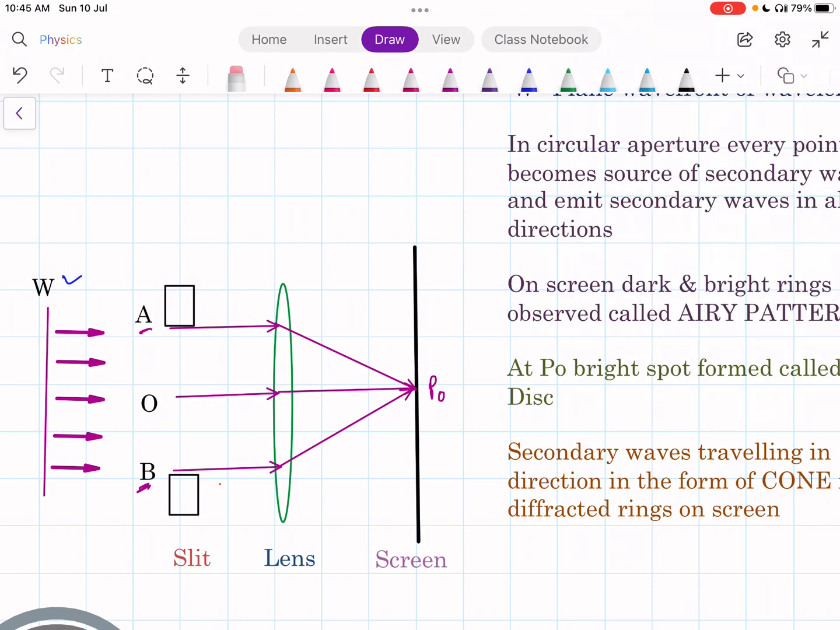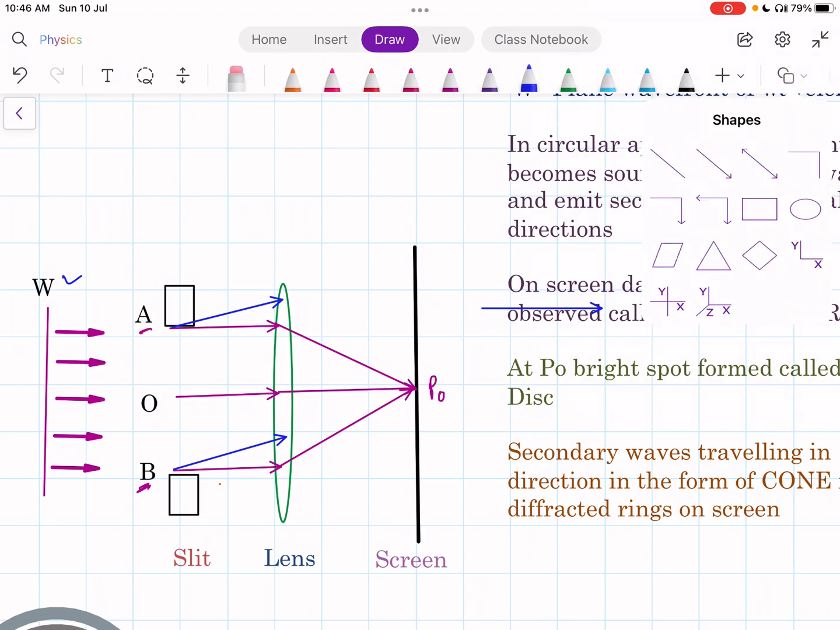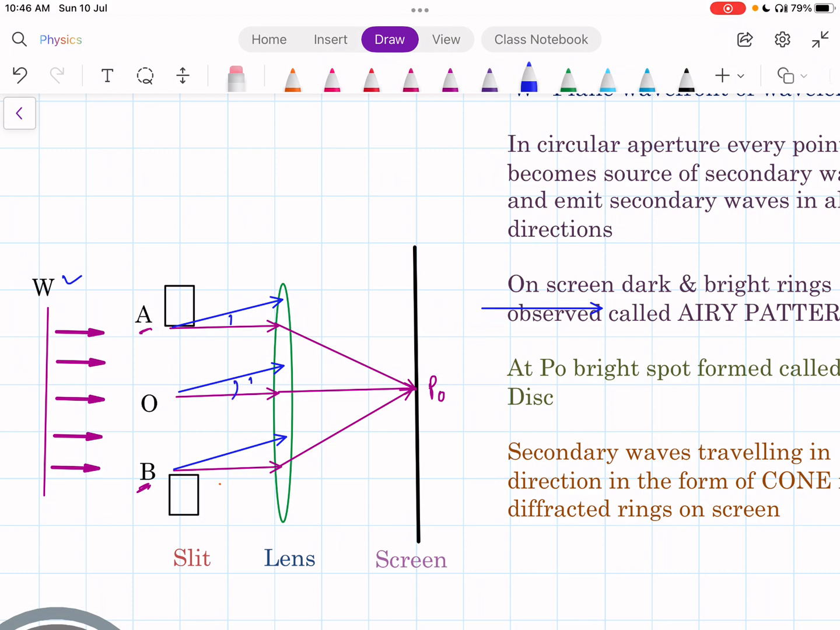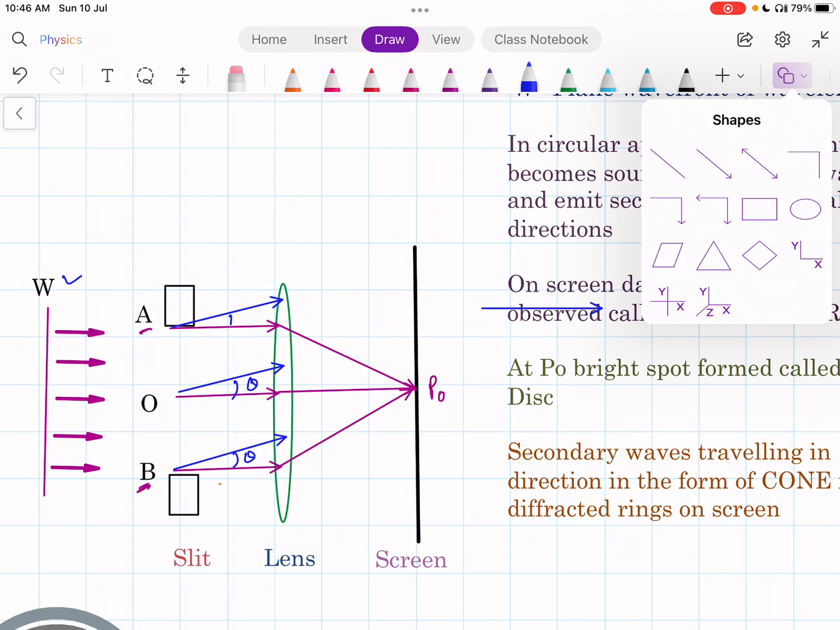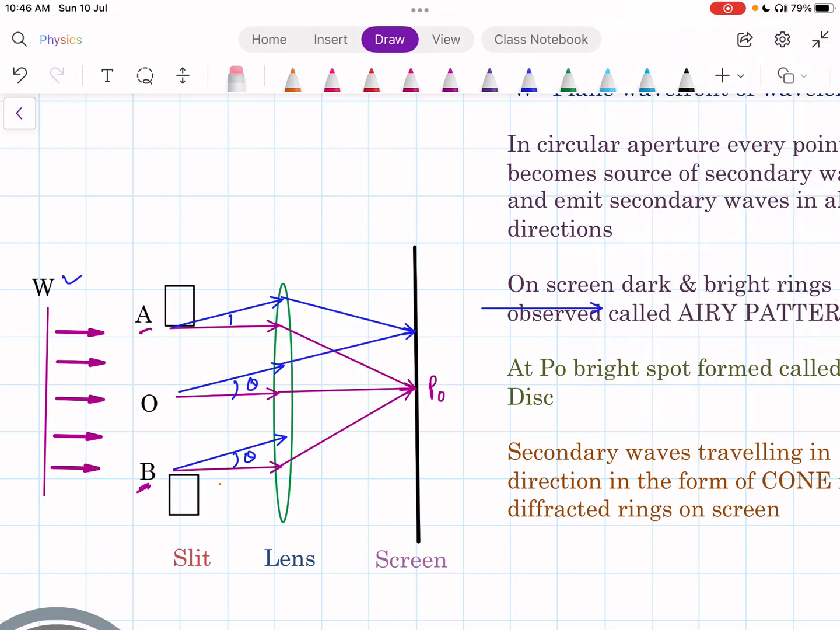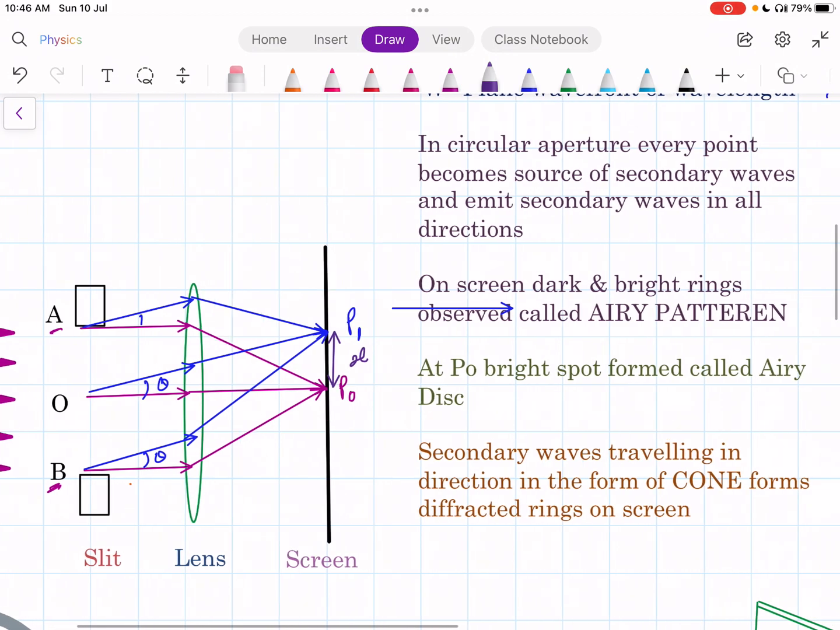Then those diffracted rays from the circular aperture which make an angle theta will reach, let's say, point P1. So these are the rays which are making an angle theta, and these secondary waves are reaching the point over here. Let's call it point P1. So we are going to consider only points P0 and P1, and let's assume that the distance between these two points is x. Now since this is a circular aperture, the diffraction takes place at the circular aperture.